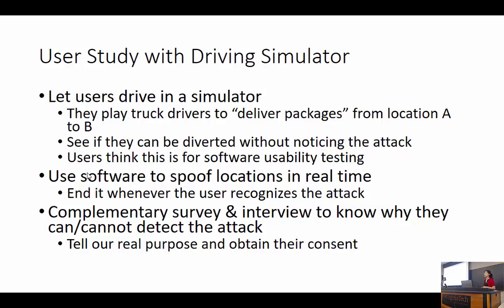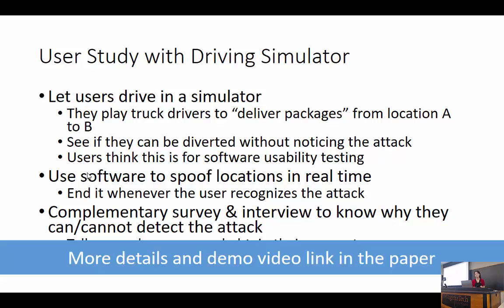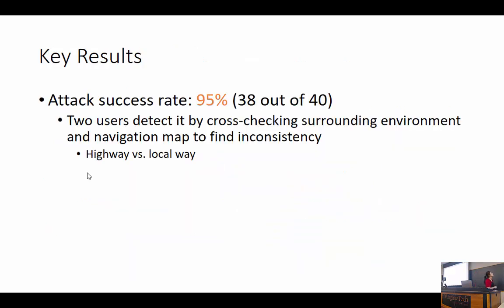And the key result is this. The attack success rate is extremely high, 95%, 38 users out of 40 users. Half of the users are in China, half of the users are actually our Virginia Tech students. So out of all these two groups of people, 38 out of 40 are fooled. They didn't even realize they are under attack.